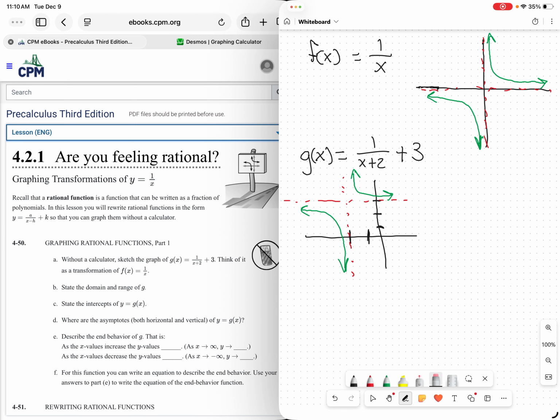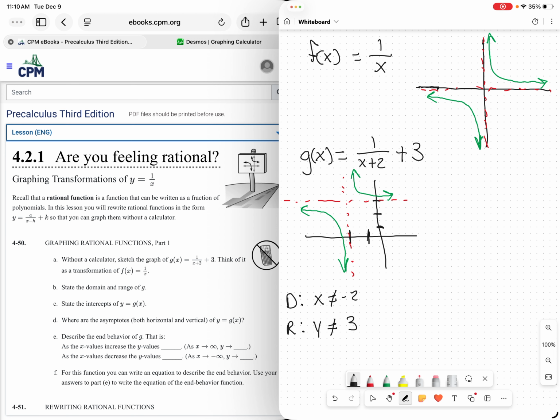Okay, and then it says state the domain and range. So the domain, left to right, is all real numbers except x cannot be -2. The range is all real numbers except y cannot be 3.